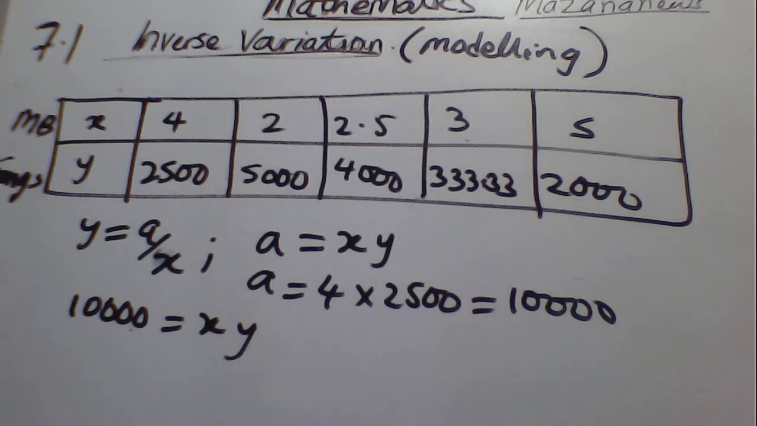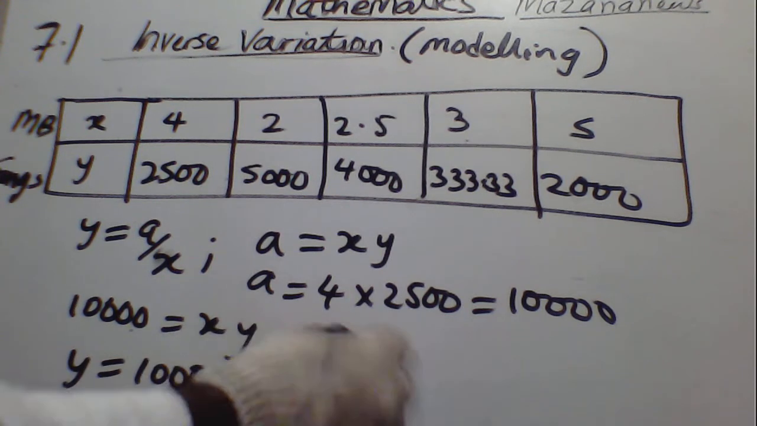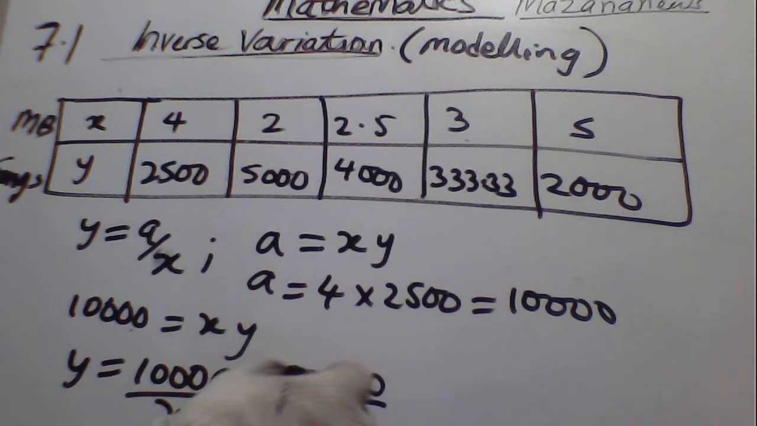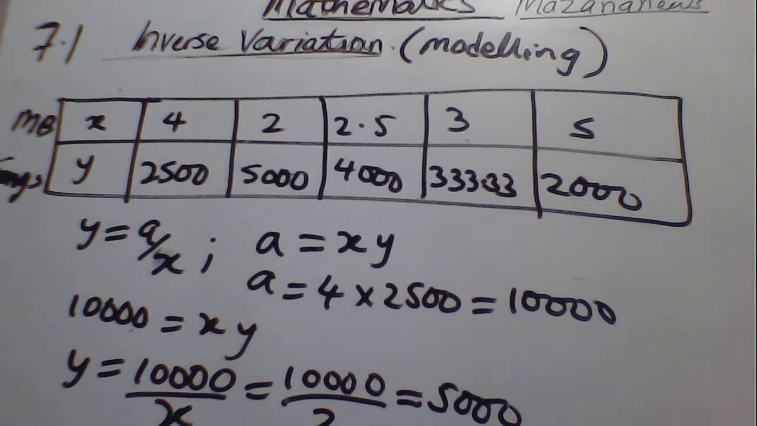Again, you are given 2 megabytes, and you are required to find the number of songs that can be stored in the device in MP3. In this case, you have Y equals 10,000 divided by X. We have 10,000 divided by 2. That will give us 5,000. So this is how we got the values of Y in the table.